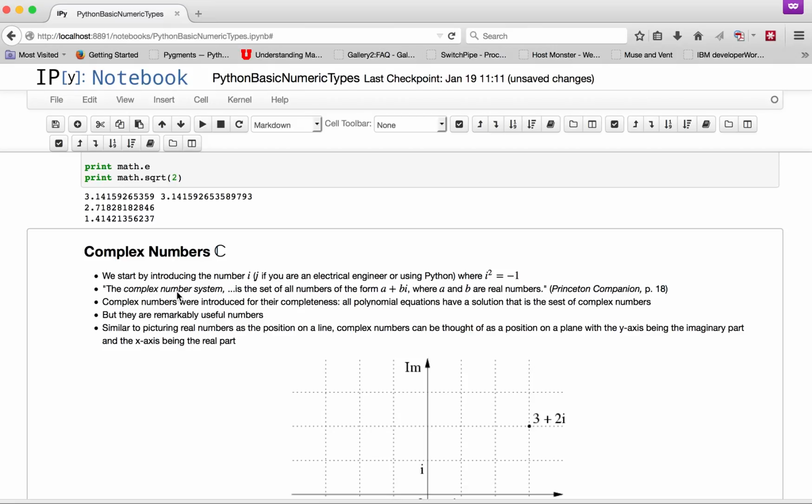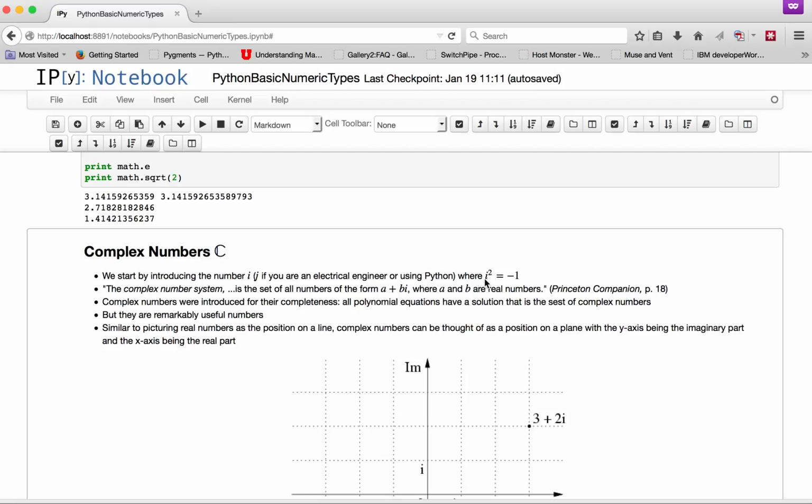Complex numbers are something that you may never have to work with directly, but are useful for a variety of applications. I'm primarily interested in medical imaging, where complex numbers are used a lot. Image processing might be an area where complex numbers come up in your applications. To think of complex numbers, we start by introducing the number I, or J if you're an electrical engineer or you're using Python.